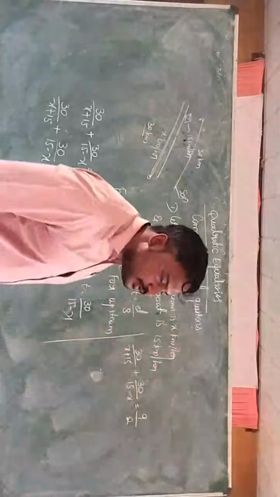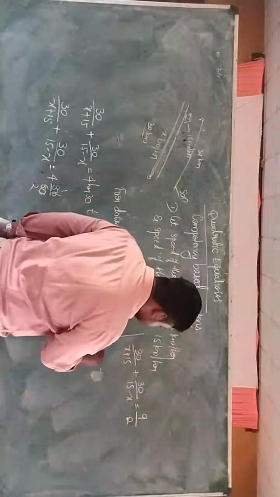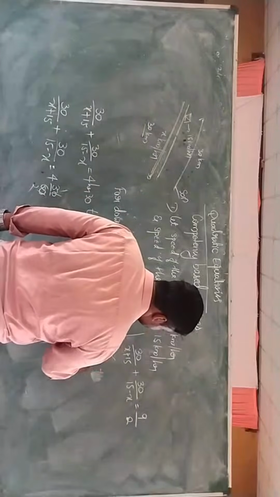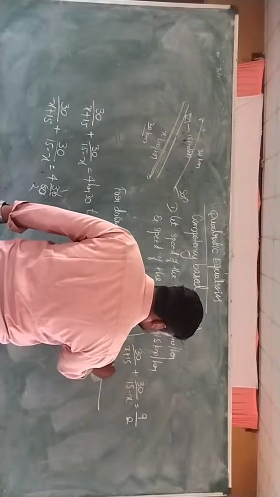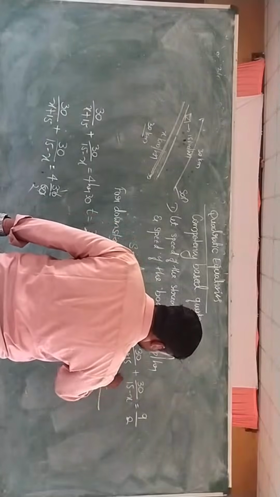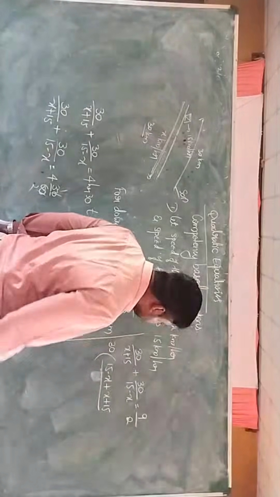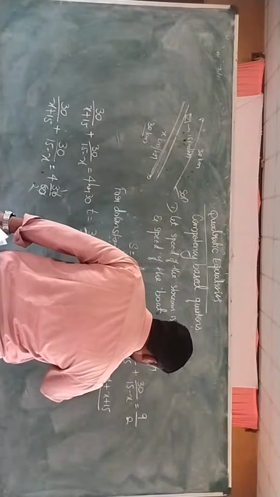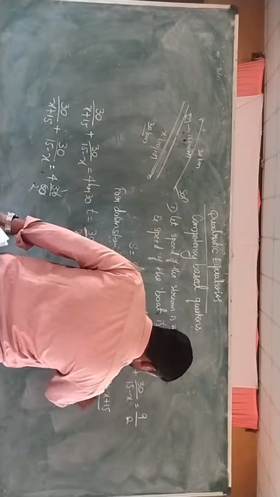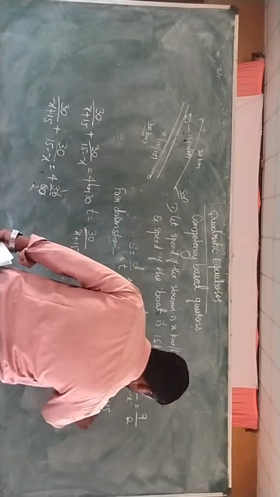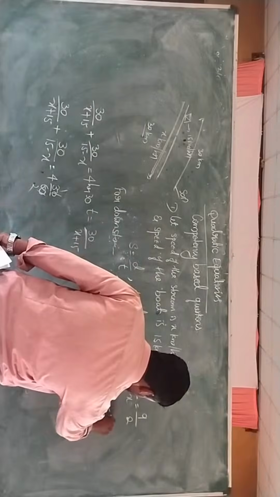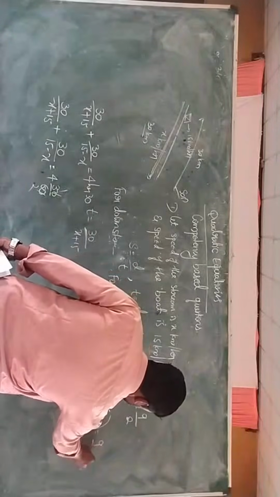30 is common, take it outside. 30 into bracket. Here the LCM is 15 minus x and here the LCM is x plus 15. Am I right? So the LCM is x plus 15 into 15 minus x. Bracket complete is equal to 9 upon 2.